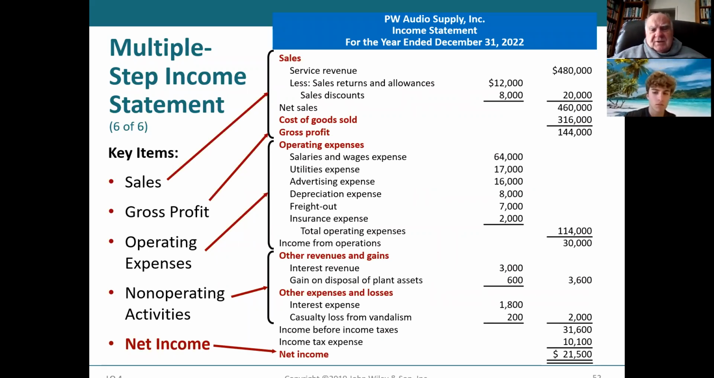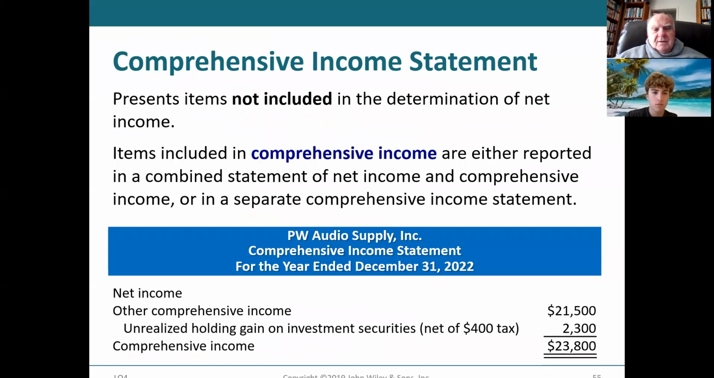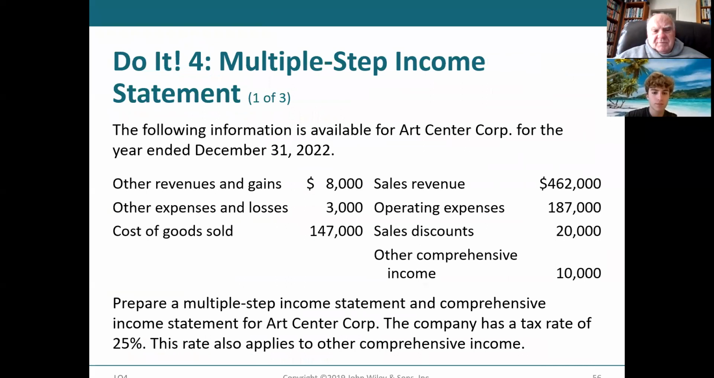Multi-step. It's called multi-step because you have these steps. Step 1, net sales. Step 2, gross profit. Step 3, income from operations. Step 4, net income before taxes, and then net income after taxes. Those are your steps. The multi-step income statement for a merchant shows each of the following except what? It doesn't show the investing section. Okay. Comprehensive. I'm going to skip this for a second.